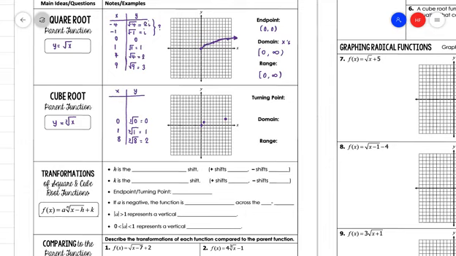Then let's look at the same values, but negative. The cube root of negative 1 is negative 1. So if you don't believe me, plug that into your calculator and see what it gives you. And then the cube root of negative 8 is negative 2. So we'll go all the way over to negative 8 on the x-axis and down to negative 2 on the y-axis.